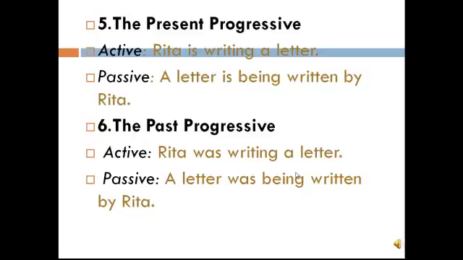Number 5. Present progressive. Active. Rita is writing a letter. Passive. A letter is being written by Rita.